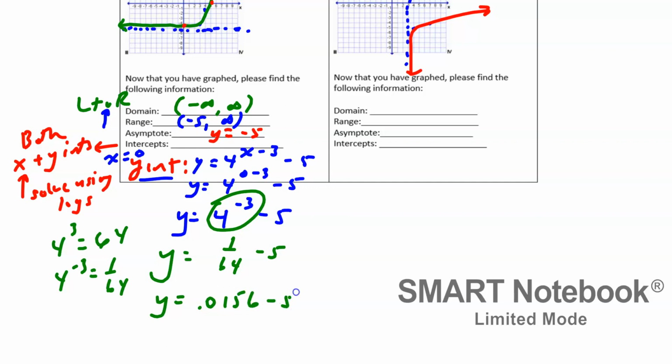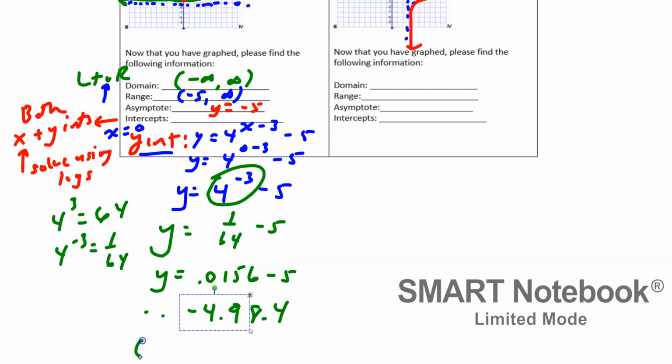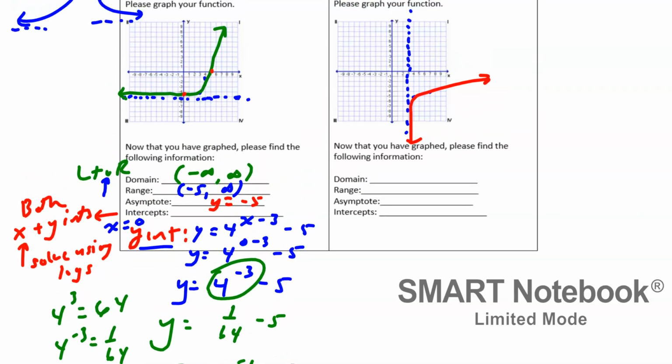y = 0.0156 - 5, which is -4.984. So that means that my y-intercept is the coordinate (0, -4.984). And let's see if that looks reasonable to us. If we look back at our graph, yeah, that looks like it could be almost -5, but not quite.